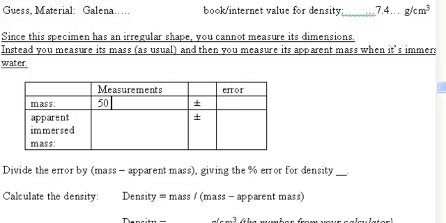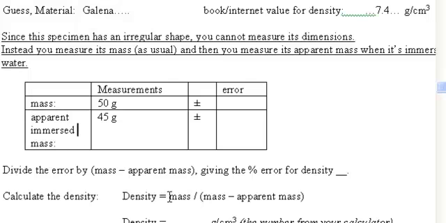I measured 50 grams, and then I immersed it in water and measured 45 grams, and the reason is that when I immerse it in water, water is pushing up on it with its buoyant force, and so it appears that its weight or mass has decreased. I believe the expression is apparent immersed mass, I even got that from our textbook.